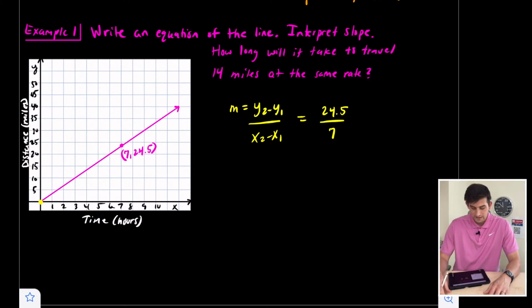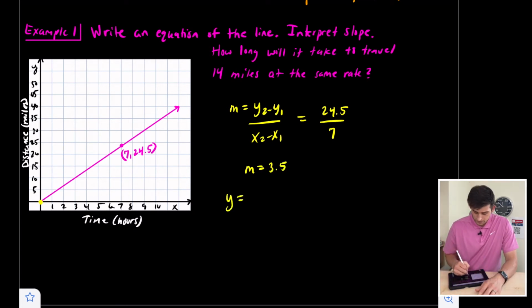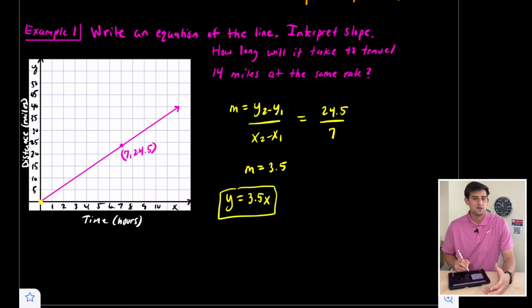Okay, and so now in order to find our slope, we just have to divide that. So if we take our calculator and we divide that, we can do 24.5 divided by 7 and we get 3.5. So now we know our slope is equal to 3.5, and now we can plug that into our slope-intercept form, y equals 3.5x, and we would say plus b, but here b is 0, right? So we just leave it as y equals 3.5x, and that's known as a proportional relationship or a proportional graph.